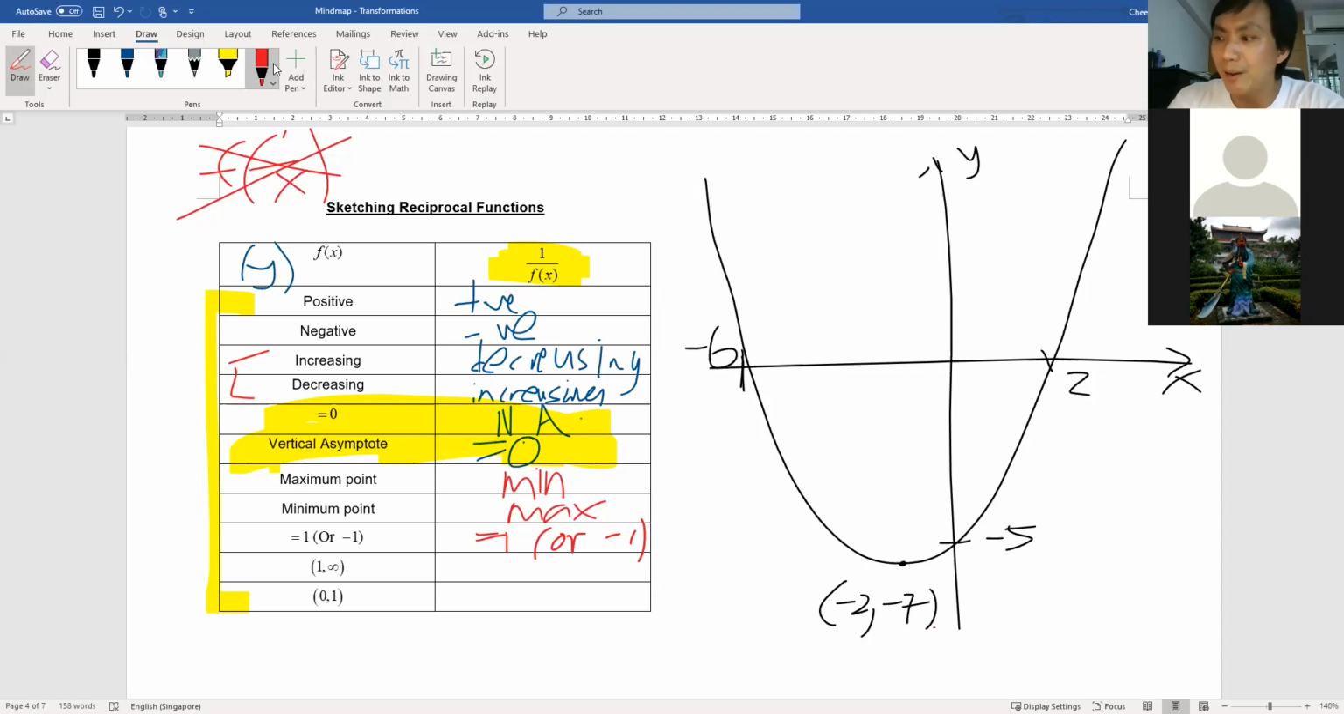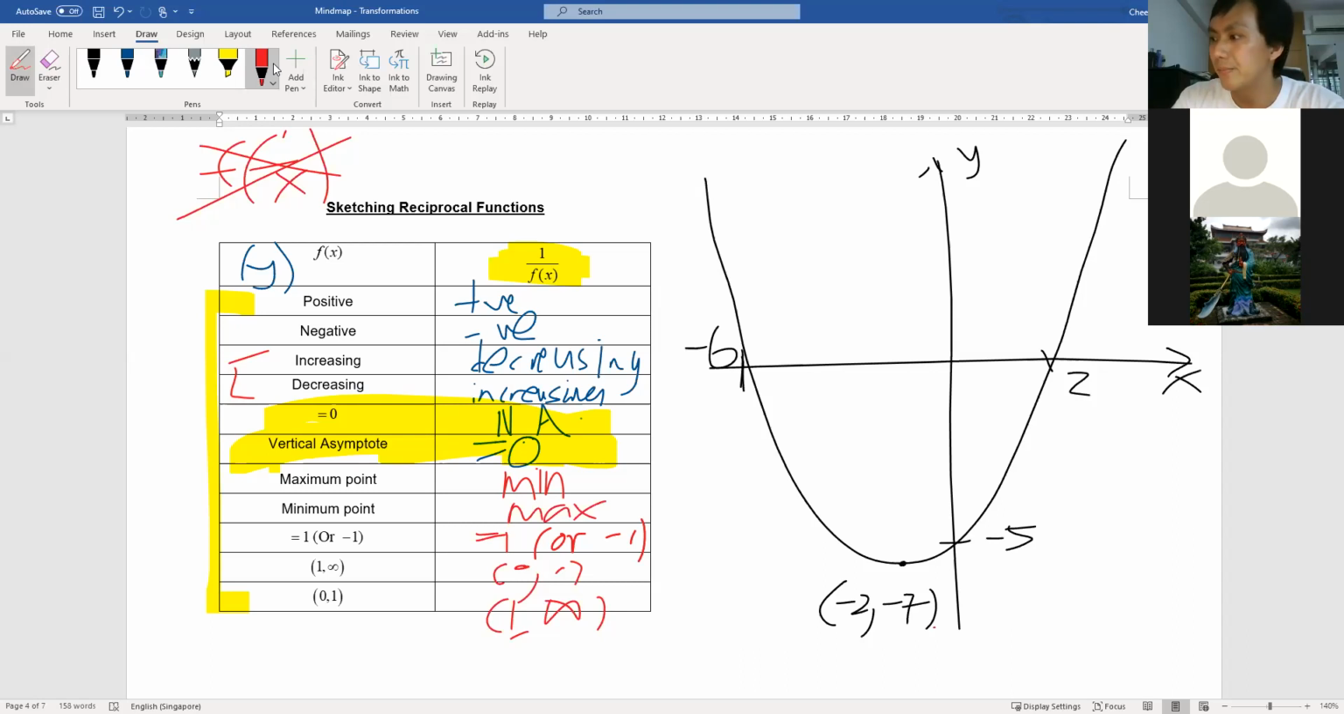So if the y values were operating on the range of 1 to infinity, post-reciprocal, it will become 0 to 1. Any value from 1 to infinity, let's say 200, take the reciprocal, it will become 1 over 200. So it will be between 0 and 1. If you have a y value that was between 0 and 1, let's say 1/3 or 1/2 or 1 over 6, take the reciprocal, it will force you to become 1 to infinity.